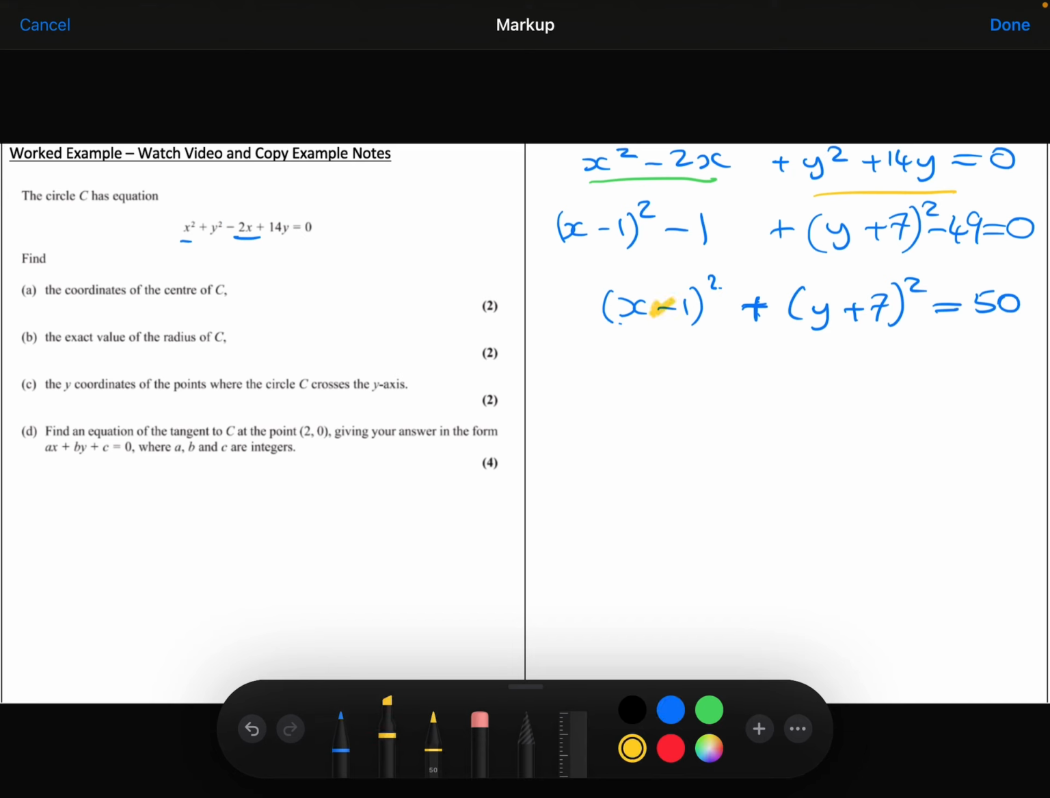So this minus 1 is telling me that the x coordinate of the centre of my circle is plus 1. And this is telling me that the y coordinate of the centre of the circle is minus 7. So that's my answer to part A. That's the coordinate of the centre of the circle.